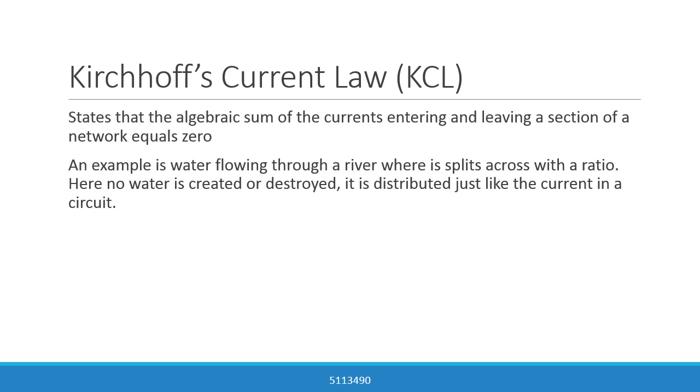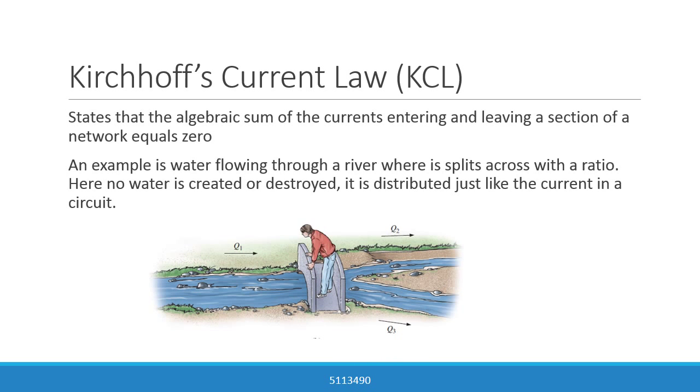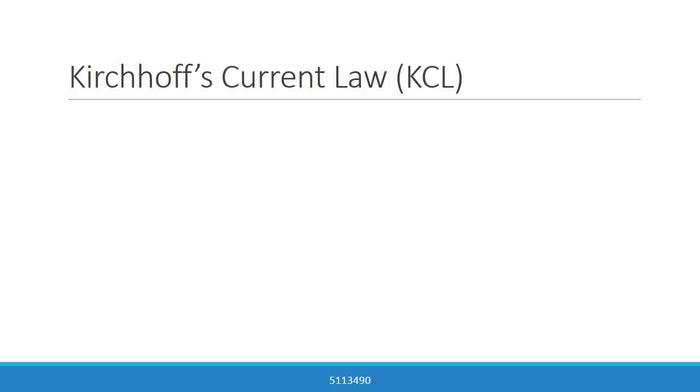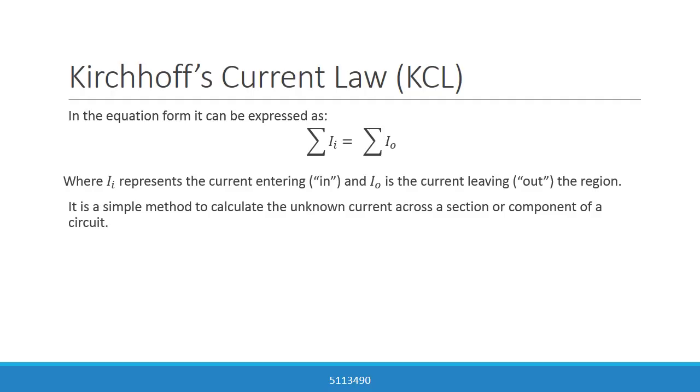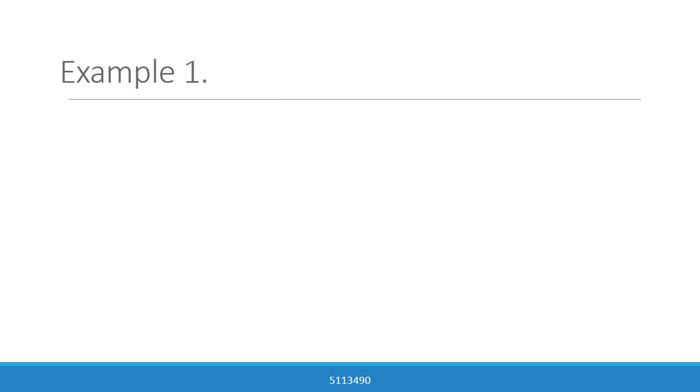An example is water flowing through a river where it splits across with a ratio. Here it just enters and it leaves. It doesn't go anywhere else, which is like the current in a system. So it can be expressed in equation form with the sum of the currents entering equals the sum of the currents exiting or leaving the region. It's a simple method to calculate an unknown current.